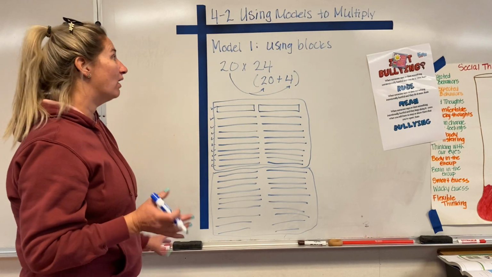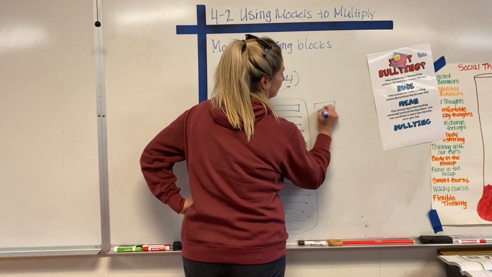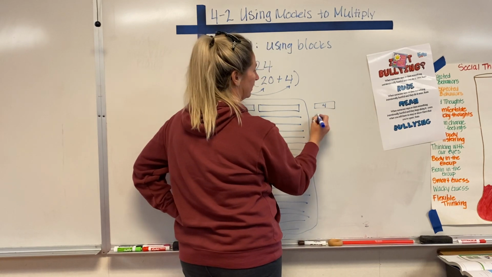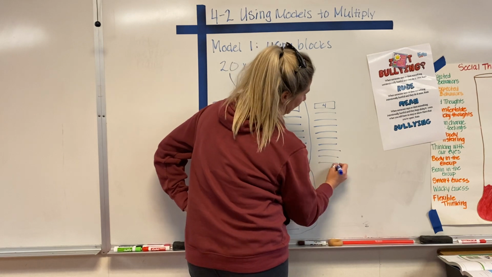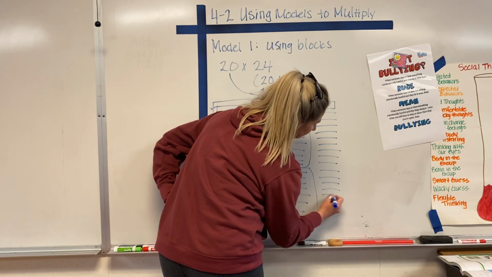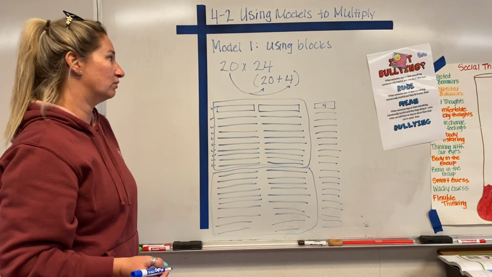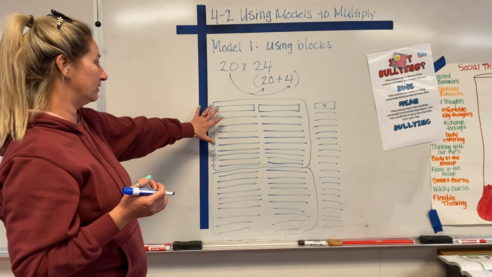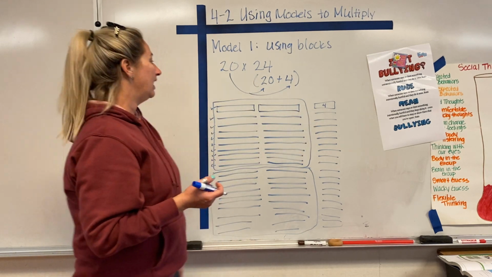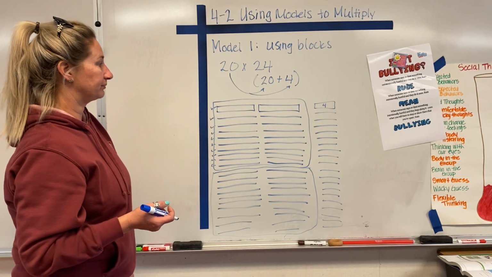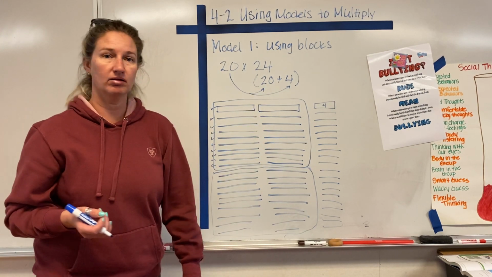Okay, now I have to draw 24s. So we're going to say that this is 4. So 1, 2, 3, 4, 5, 6, 7, 8, 9, 10, 11, 12, 13, 14, 15, 16, 17, 18, 19, 20. Okay, so there's 24s. So 20 20s and 24s. All right, and then we can count by 10s and count by 4s and add that all up.